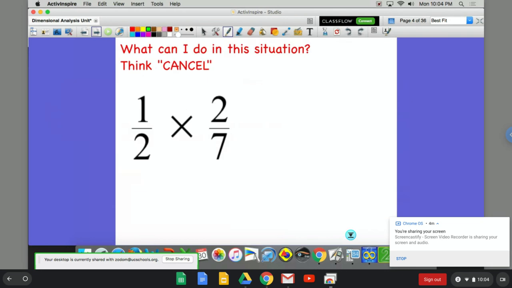Now, what can I do in this situation? So this is kind of a quick review just to get your minds working in the direction that we're going. So if I told you guys to solve this, some people remember how to multiply fractions. They might just multiply across. So if they multiply across, you're going to get 1 times 2, and then you're going to get 2 times 7, which is 2 over 14. Now, 2 over 14 will reduce to 1/7. And so that's going to be your answer.